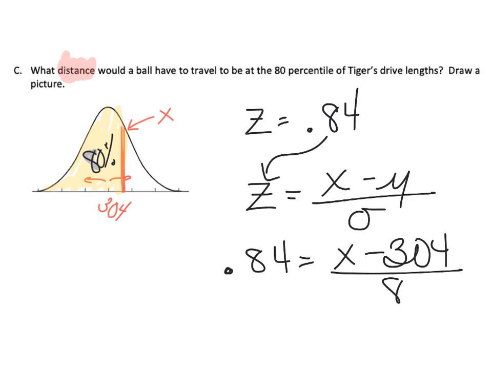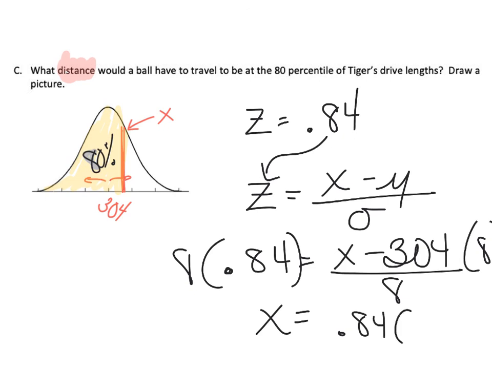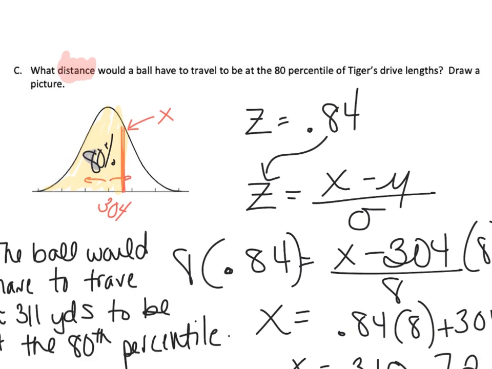So what am I going to do? I'm going to multiply both sides by 8, and then I'm going to add 304. Which I could also write like this. I could say x is 0.84 times 8, and then add 304. So I'm just doing simple algebra to get that. Toss that in my calculator, I get 310.72. So my conclusion is the ball would have to travel approximately 311 yards to be at the 80th percentile.